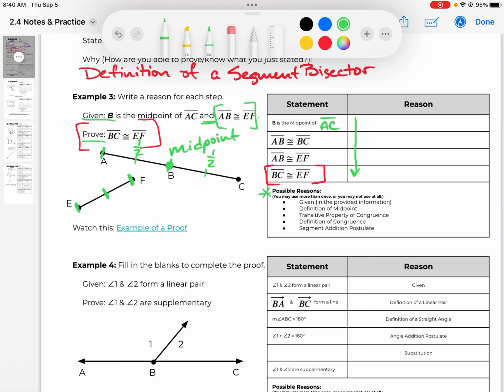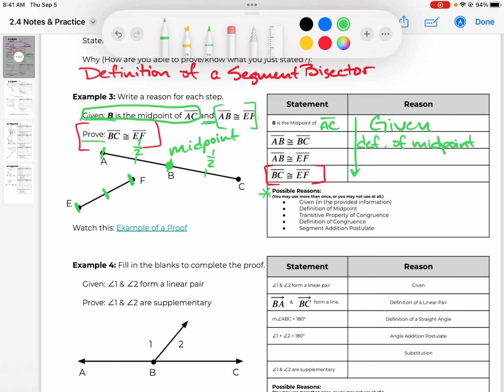For this one in particular, B being the midpoint of AC is given to us. It is directly stated right here. B is the midpoint of AC. So it is given to us. Now, AB equaling BC isn't given to us, but we know it because of the definition of midpoint. We know that since B is the midpoint of AC, it divides that segment into two congruent parts.